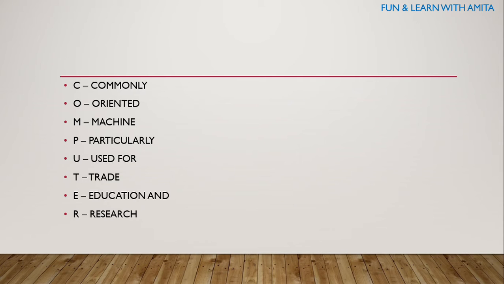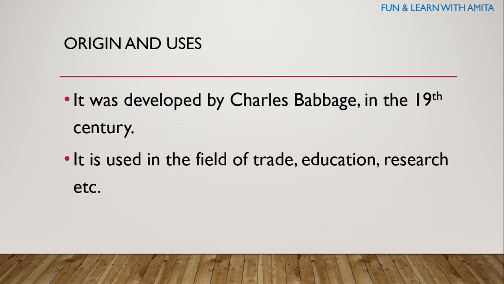So the full form of computer is, as you can see on screen, commonly oriented machine particularly used for trade, education and research. Let's see the next slide. So where it is originated and what is the use of it? It was developed by Charles Babbage in 19th century. It is used in the field of trade, education, research and where not. Every day, everywhere we are using it in our day to day life.